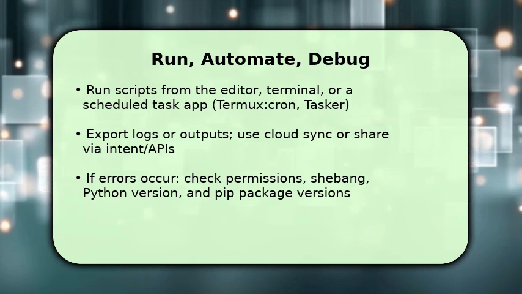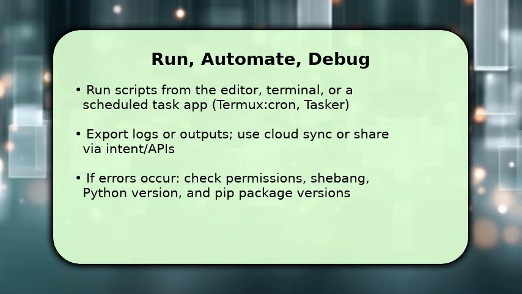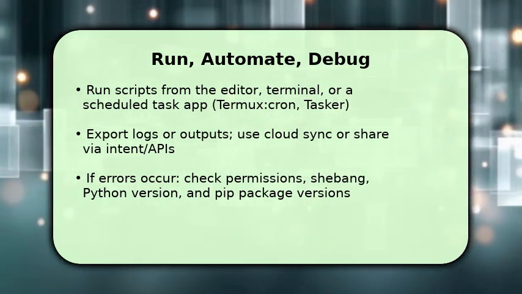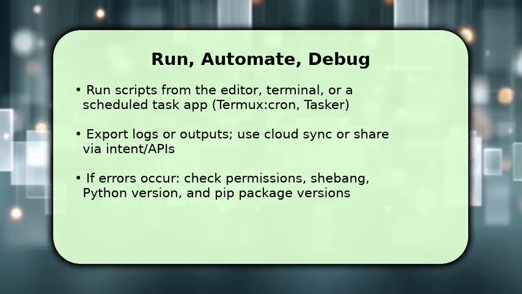To automate, use Termux, cron, a scheduler, or Tasker to trigger scripts. If something fails, check file permissions and the shebang, confirm the Python version matches your packages, and reinstall mismatched pip packages.